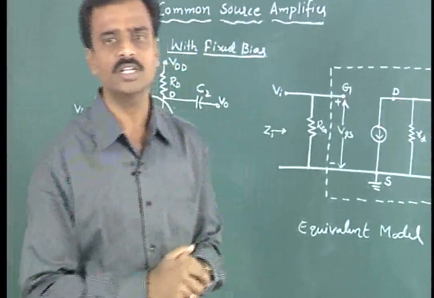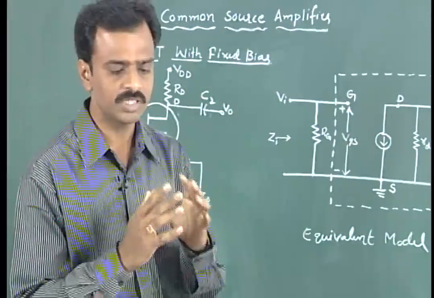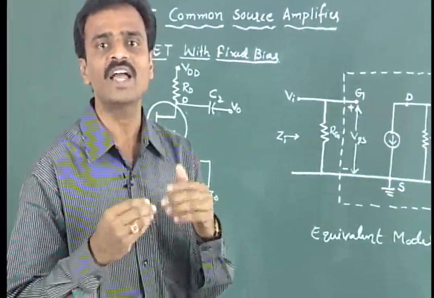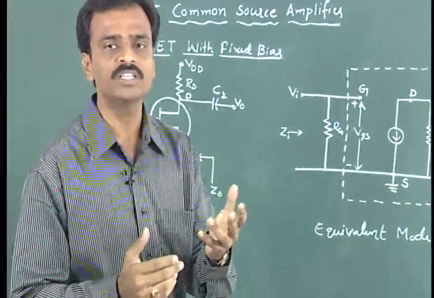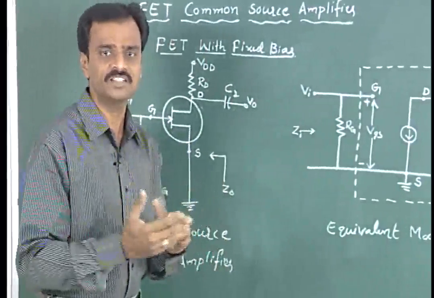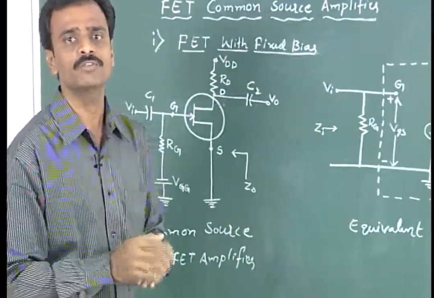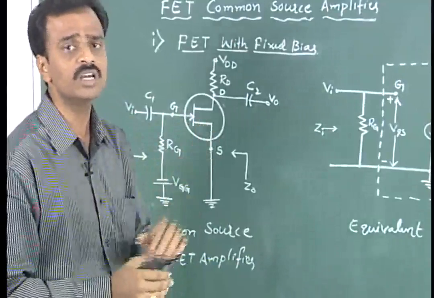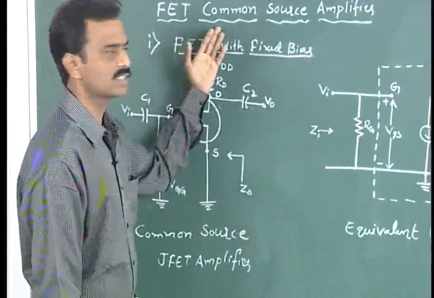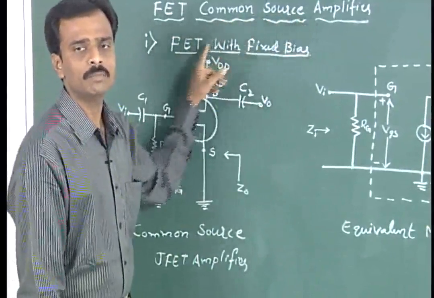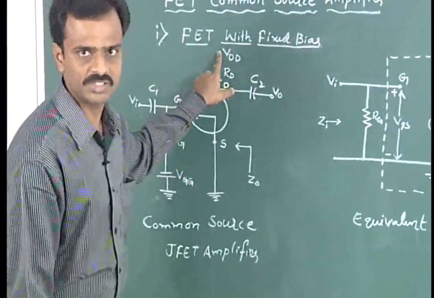First we'll see the 3 configurations, in each of which, during amplification, it will act as an amplifier. Further, it is given with different types of biasing techniques. The first biasing technique we are going to discuss is for the common source amplifier, the field effect transistor common source amplifier with the fixed biasing technique.